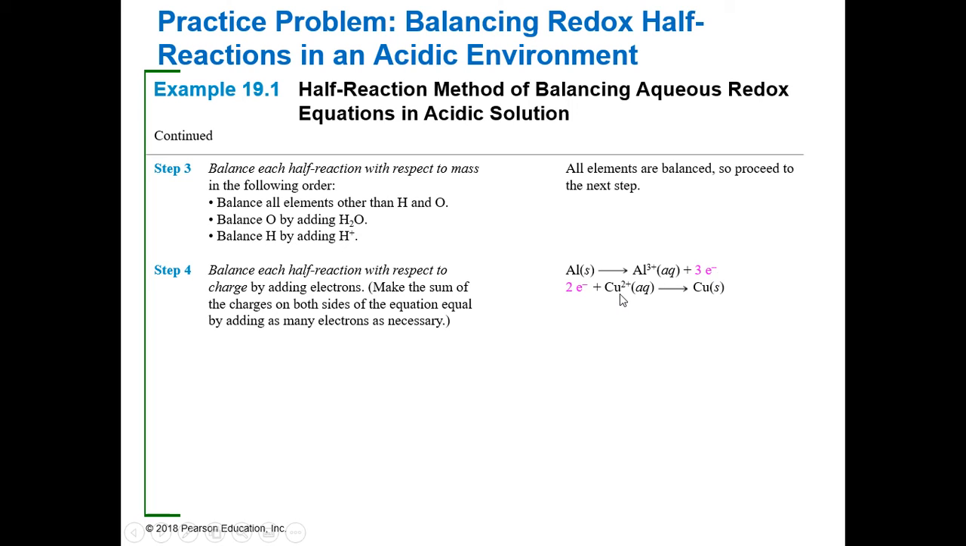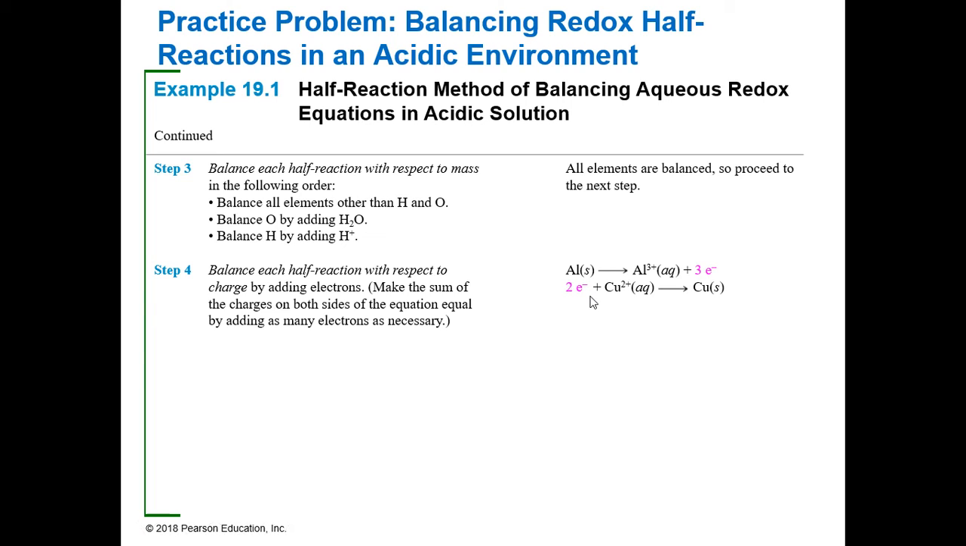Good. Our second one, we got copper 2 plus on the left, right? So we got a 2 plus charge over here. We have a 0 charge over here. So we're going to add those 2 electrons over on the left. Okay, this is a reduction. So reduction, gaining electrons, it goes on the left. So make sure your electrons are on the left for reduction. So we're only adding negative charges, right? We would add them wherever we're trying to balance.